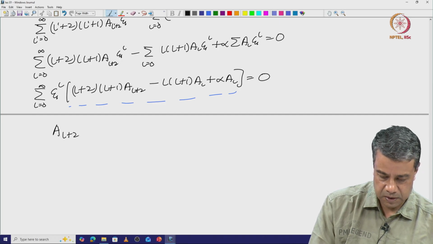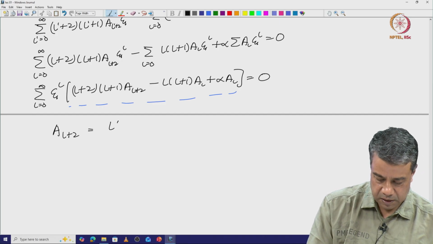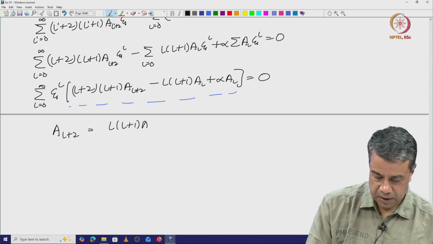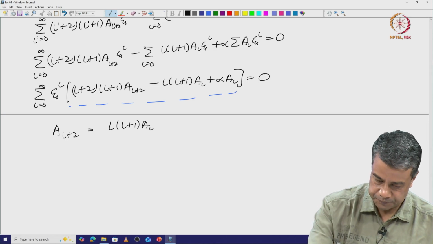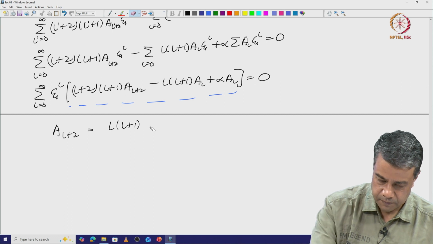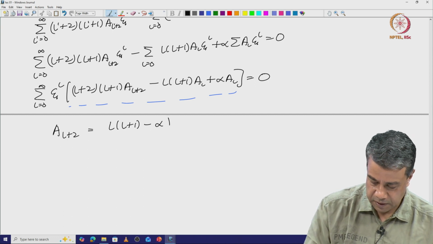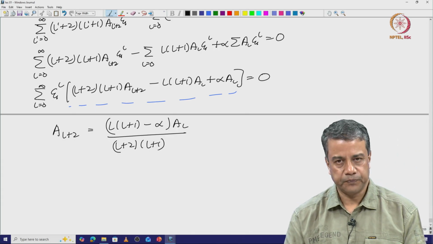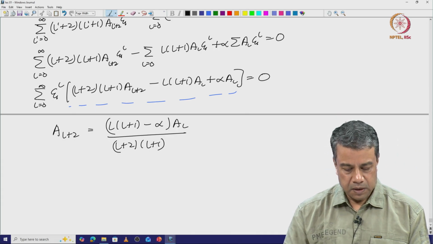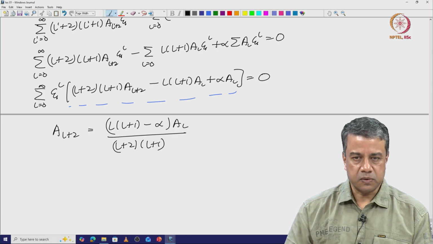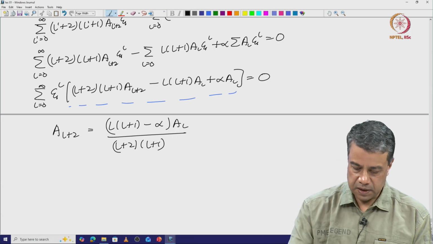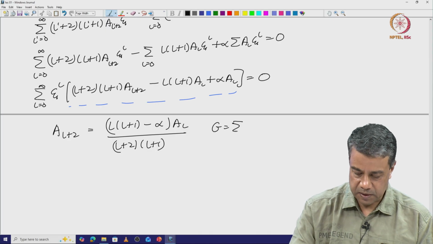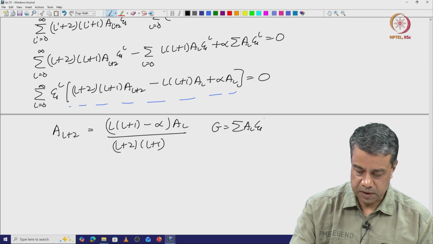A L plus 2 is equal to L into L plus 1 minus alpha, into A L, divided by L plus 2 into L plus 1. So, this basically gives us A L plus 2 in terms of A L. G is equal to sigma A L psi power L.